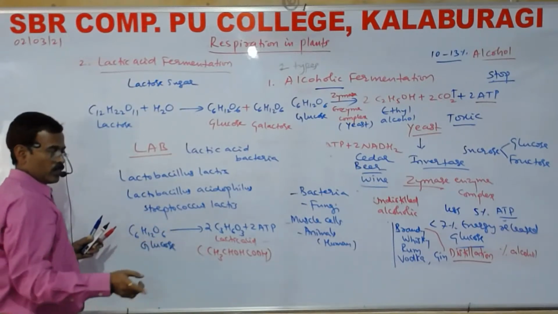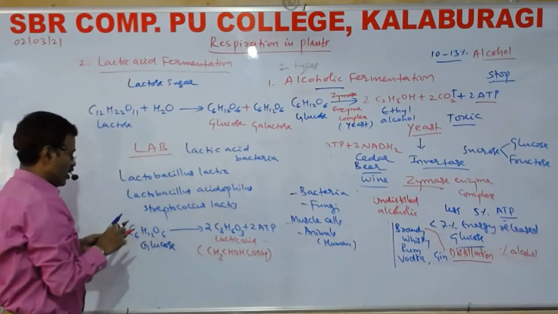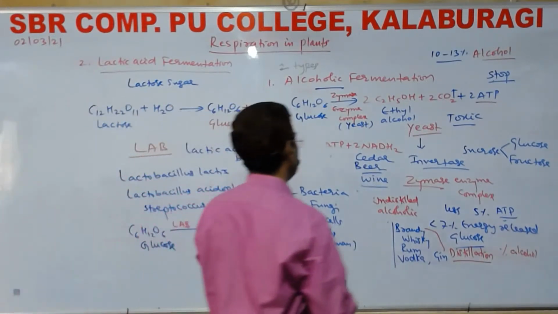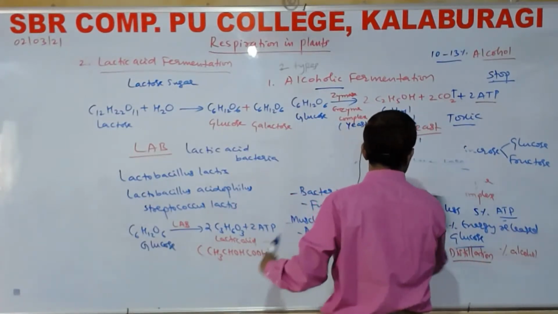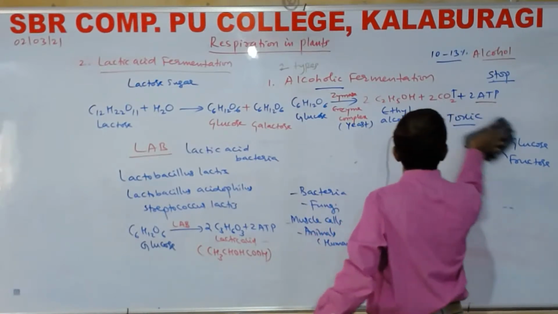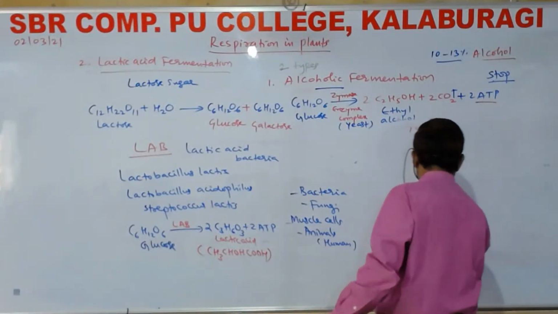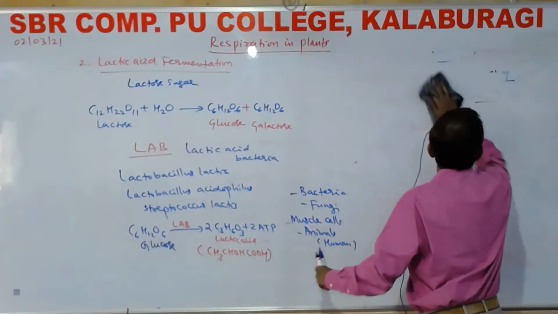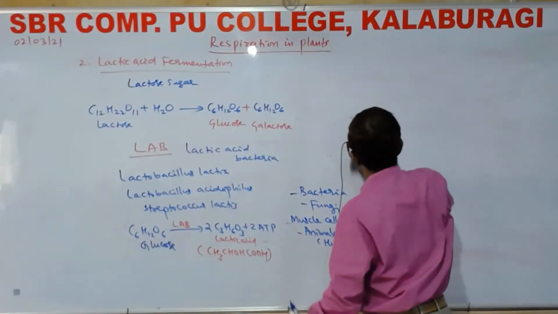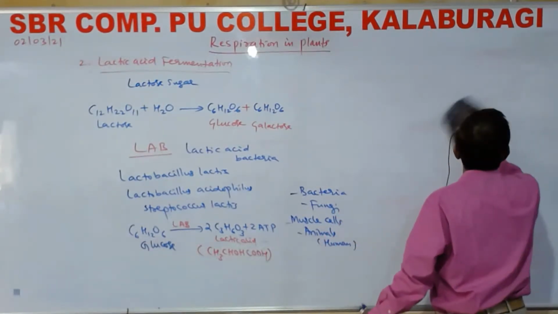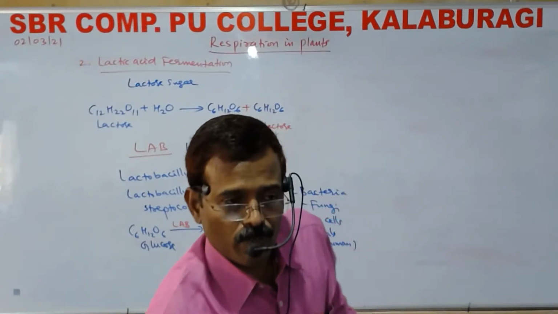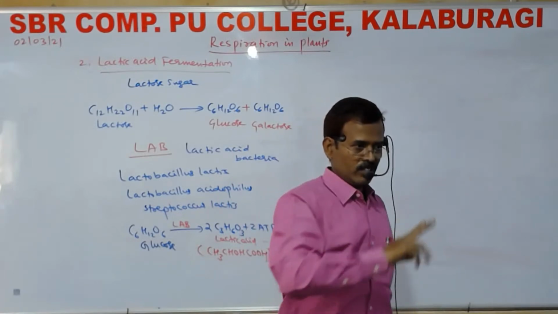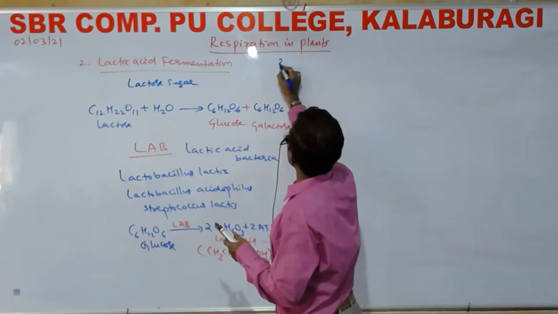This is the overall reaction of lactic acid fermentation. It is carried out with the help of lactic acid bacteria, LABs. In the case of lactic acid fermentation, there are only two steps. In alcoholic fermentation, three steps are there: glycolysis, decarboxylation, and reduction. In lactic acid fermentation, only two steps are there.